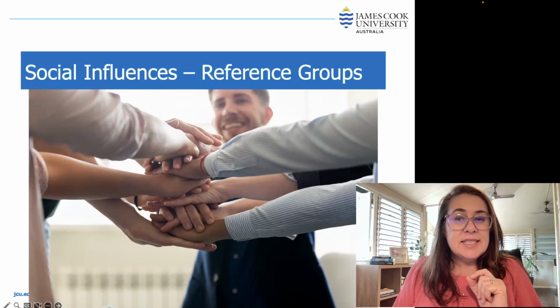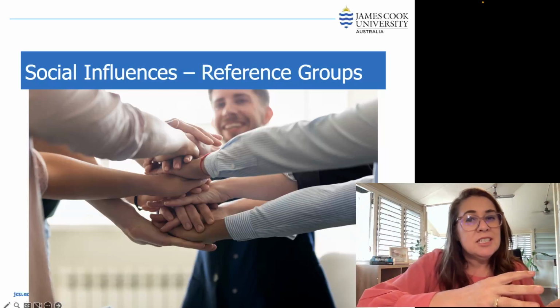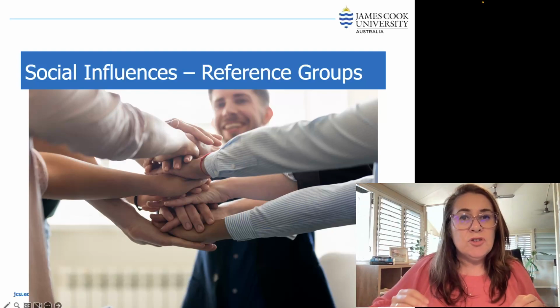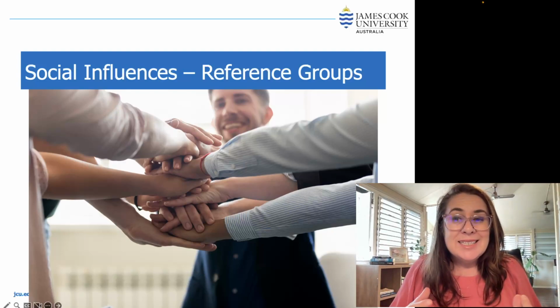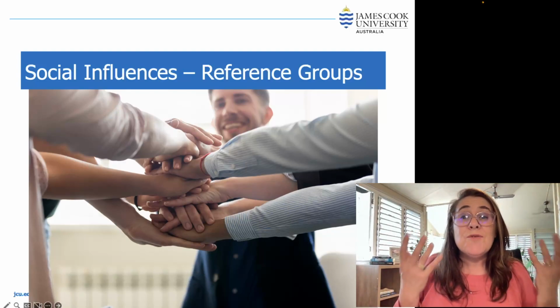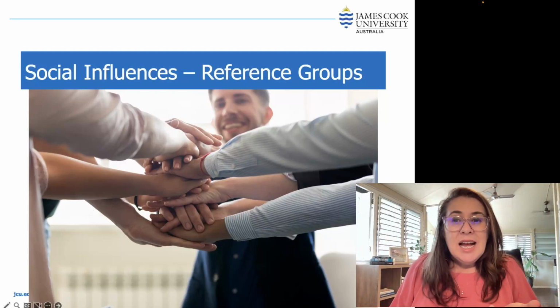We also need to consider reference groups. A reference group is any group, large or small, that positively or negatively affects a person's values, attitudes, or behaviors. Again, this could be families, friends, church groups or professional groups, for example. They could also be an online group. There are three major types of reference groups: membership, aspirational, and disassociative.